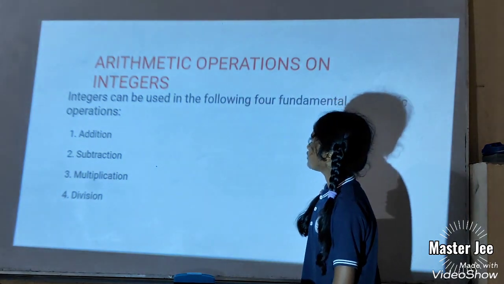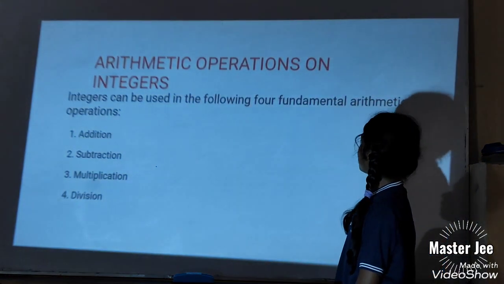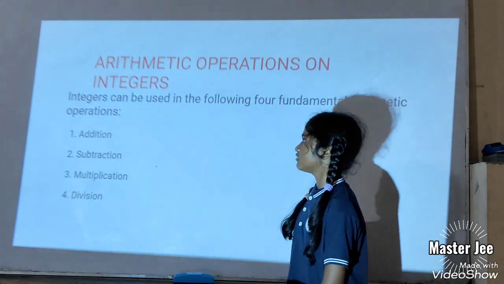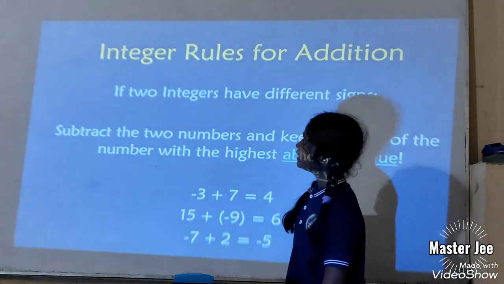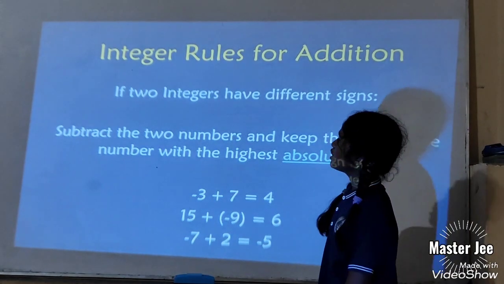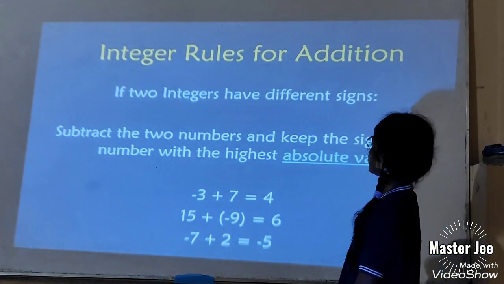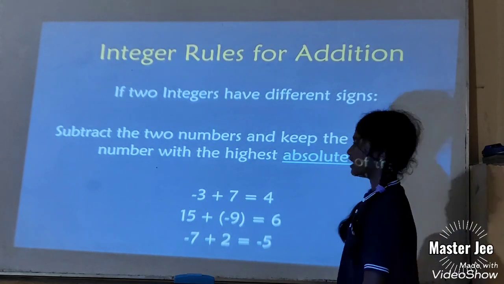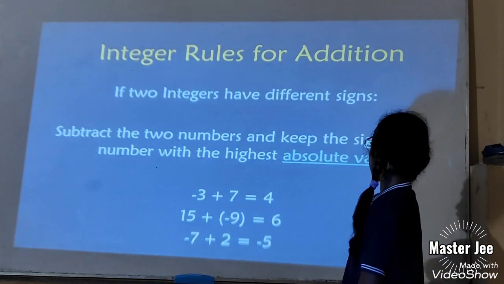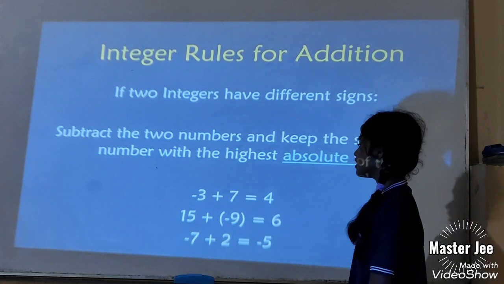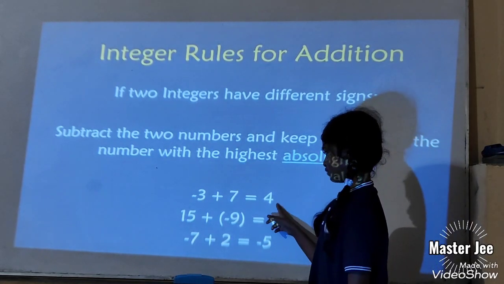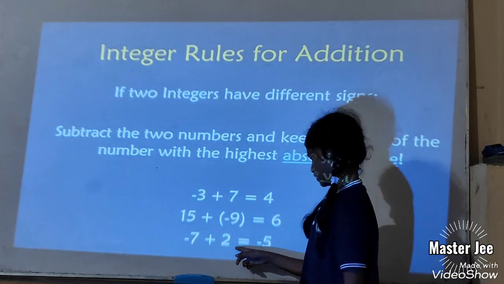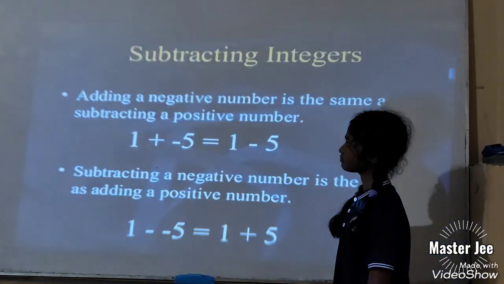Integers can be used in the following 4 fundamental arithmetic operations: addition, subtraction, multiplication, division. Integer rules for addition. If two integers have different signs, subtract the two numbers and keep the sign of the number with the highest absolute value. Minus 3 plus 7 is equal to 4. 15 plus minus 9 is equal to 6. Minus 7 plus 2 is equal to minus 5.